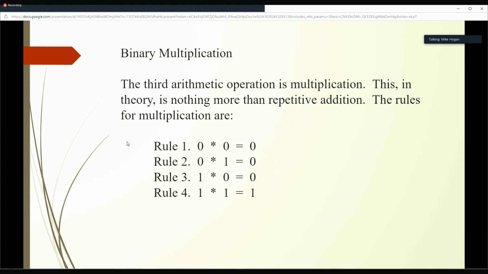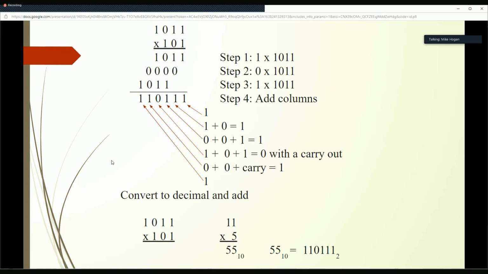Multiplication, all looks good. Anything multiplied by 0 is going to be a 0. 1 times 1 is 1. So that looks great. We're accustomed to that. It's pretty easy for us to go through and do that math, because the multiplication is the same.